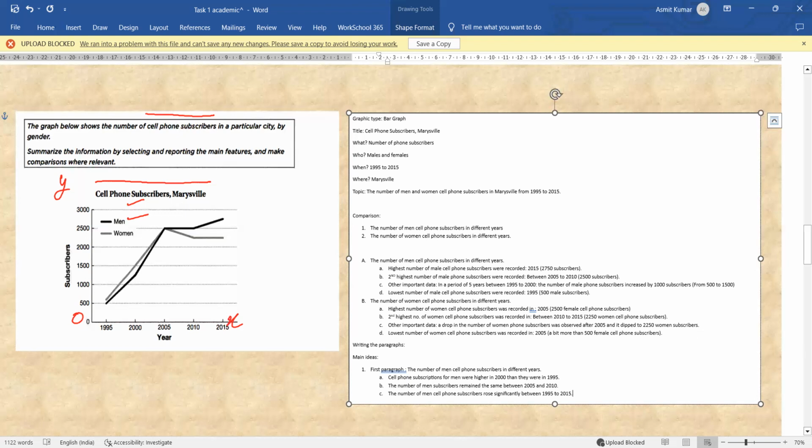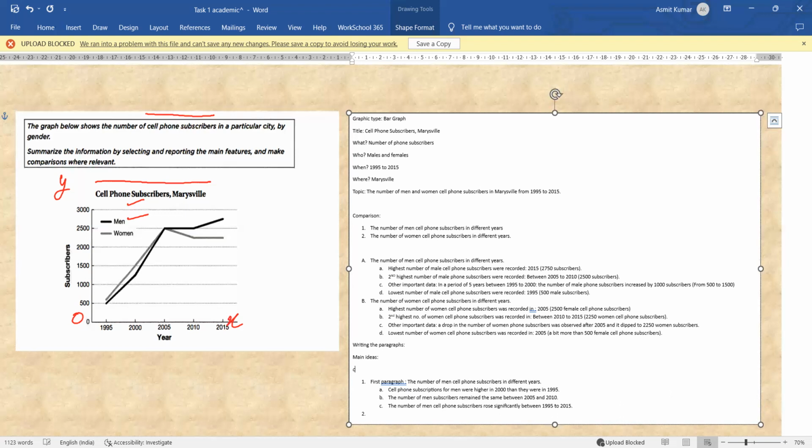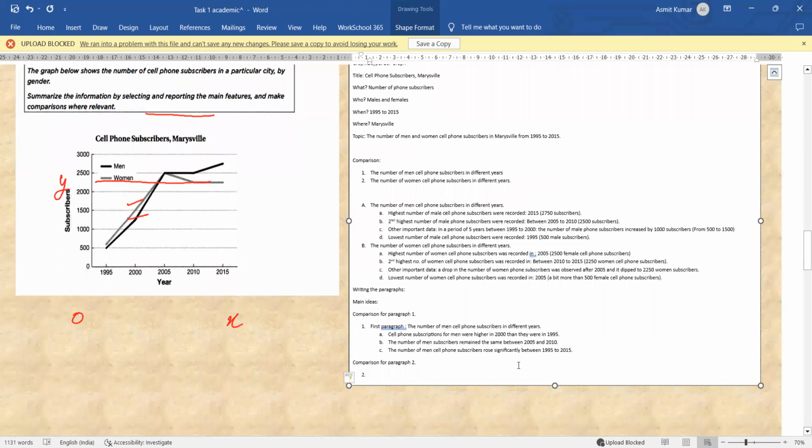Now we are going to make comparisons for body paragraph 2. Writing the paragraphs, main ideas, and then here comparison for paragraph 1 that we were writing. Now here we'll be writing comparison for paragraph 2. So second one we are writing. What should we start with?